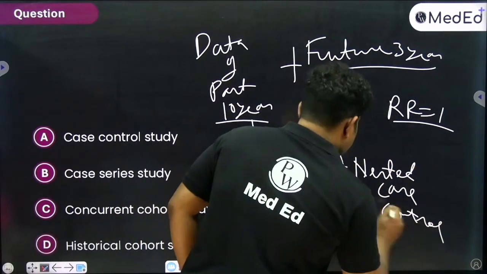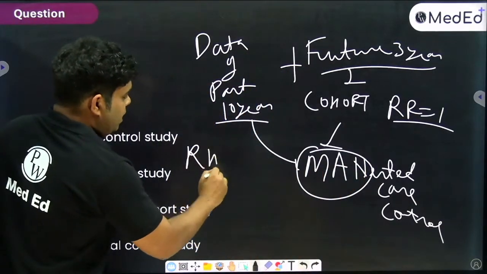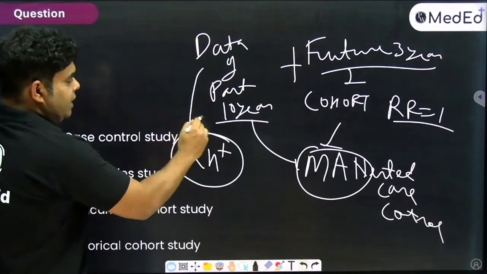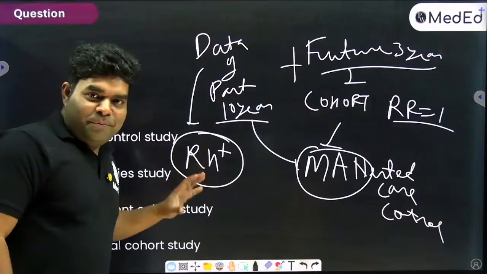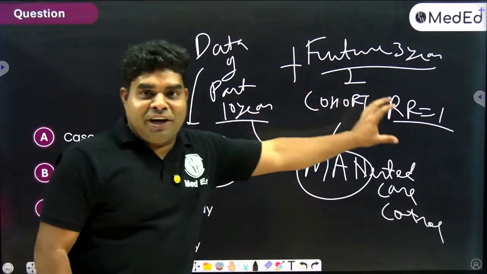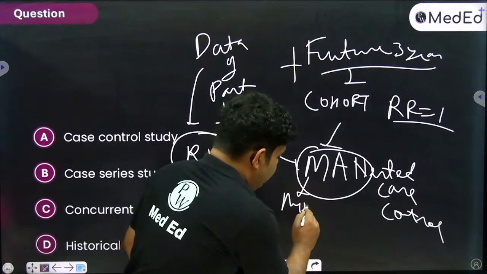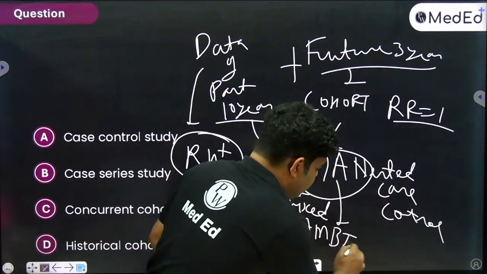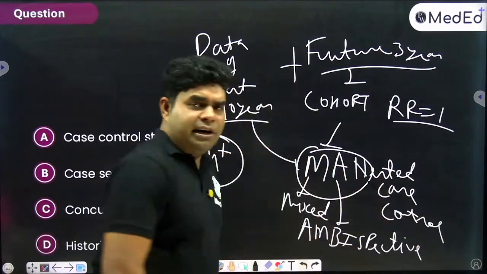So the mnemonic can be RH positive man, to remember all these things. If it is R and H, if only past data is there, then we call it retrospective historical. Only past data, no future thing. But if you mix past and future, both, then it is mixed. It means you are going in the forward direction and backward direction both. So we call it ambidextrous. And why do we call it nested case control?